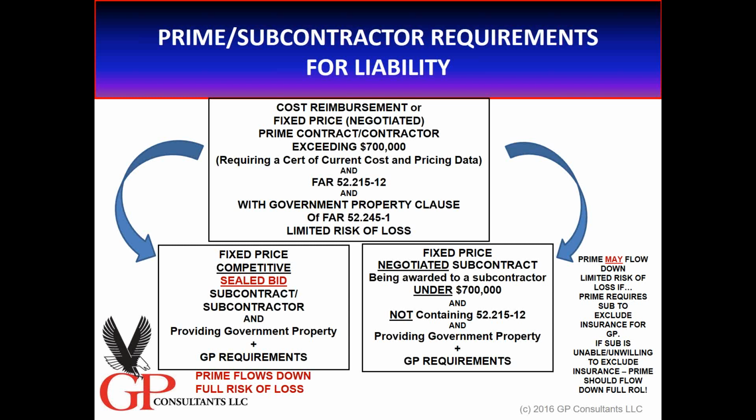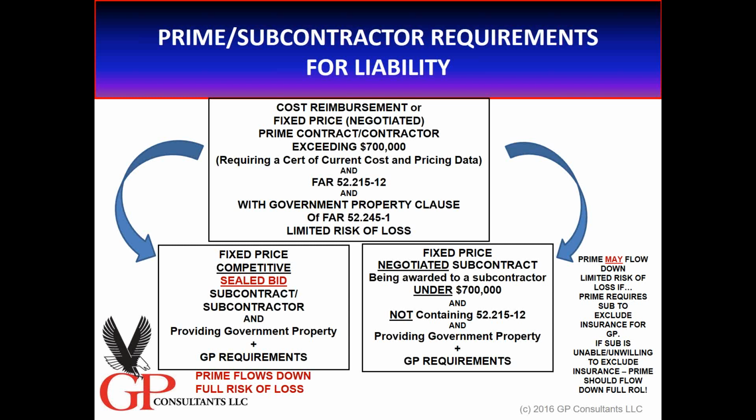There's a conditional there that the prime may flow down the limited risk of loss, but the condition is this. We want the prime to also flow down the requirement to exclude insurance for government property. Why? Because under the limited risk of loss, the government is acting as a self-insurer for that property. And if we didn't exclude insurance costs or money for insurance from that subcontract, essentially the government would be paying twice. Once, acting as a self-insurer, twice, where we're paying for insurance. Not a good idea.